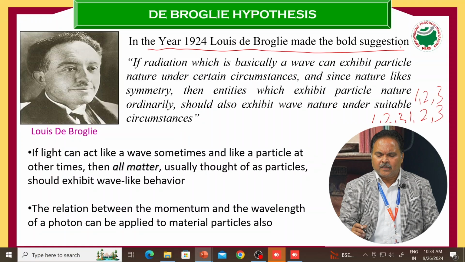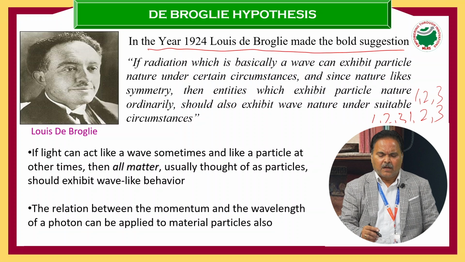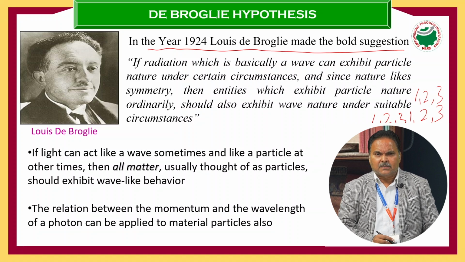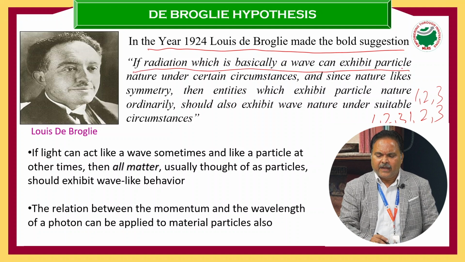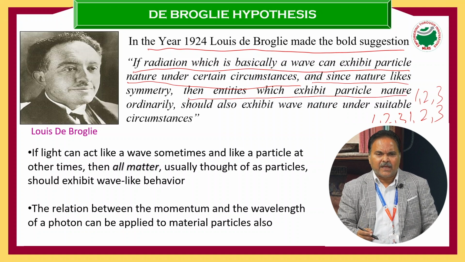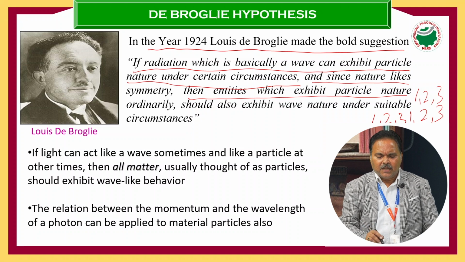He developed it after quantum mechanics came into the picture. Around 1924, Louis de Broglie, a PhD student of his father, made a bold suggestion. If radiation, which is basically a wave, can exhibit a particle nature under certain circumstances, then in other circumstances it behaves like a particle. So if electromagnetic radiation or any particle moving with velocity has both particle nature and wave nature, that is his suggestion.